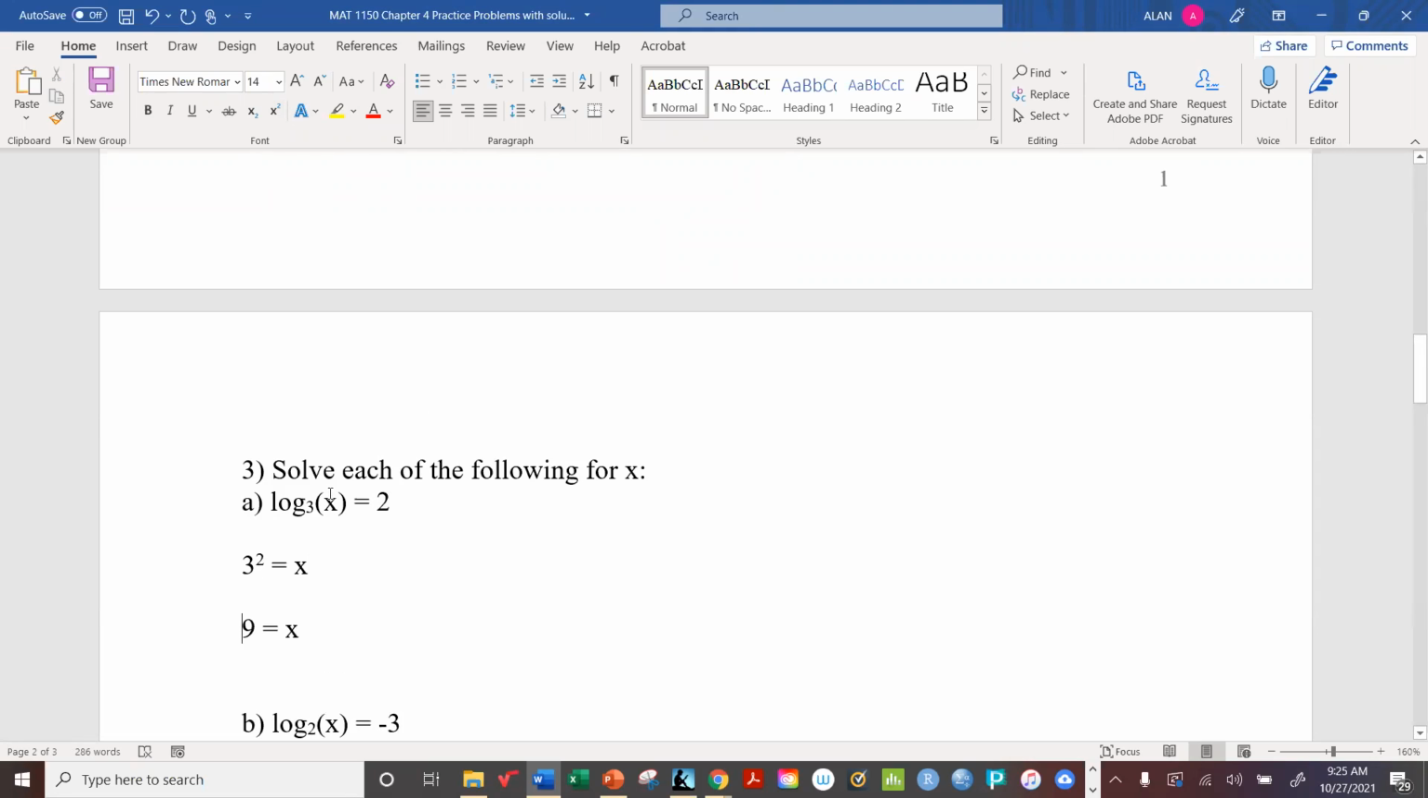You can double check it if you want. The log base 3 of 9 is 2. You don't have to always do this, but log base 3 of 9 equals 2 because 3 squared is 9.